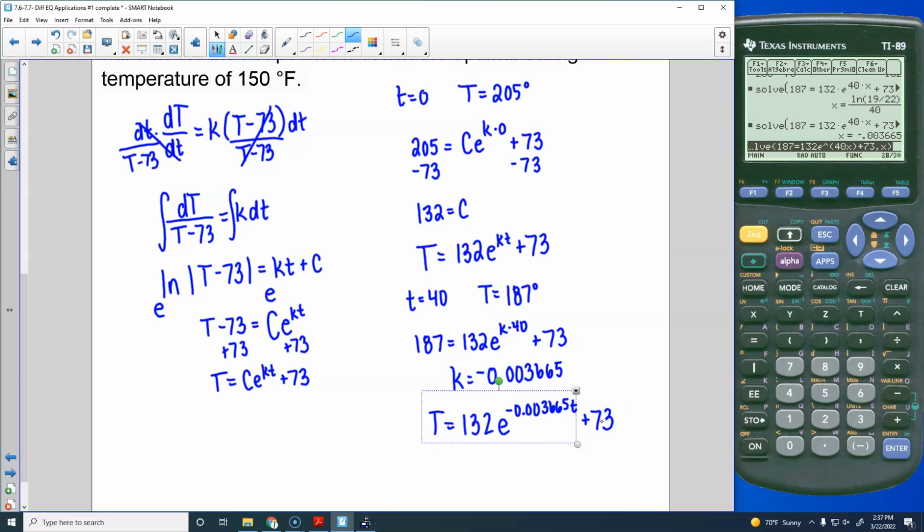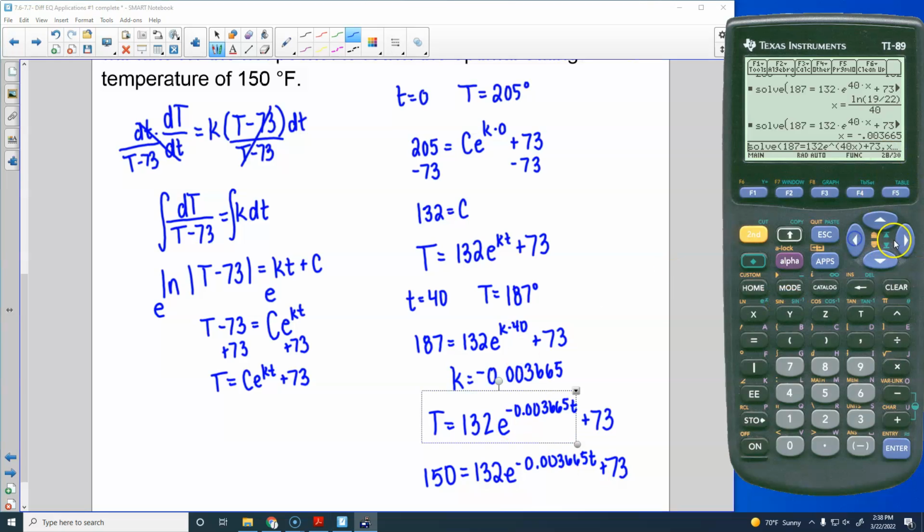All right, so there's our equation. We need to know when our Hot Pocket will be at the optimal eating temperature of 150 degrees. So we're going to plug in the 150. Yes, 665. Let's use our calculator again to solve this.